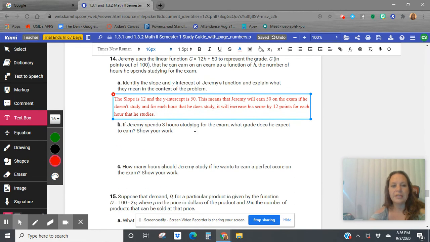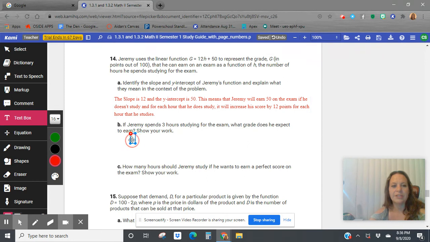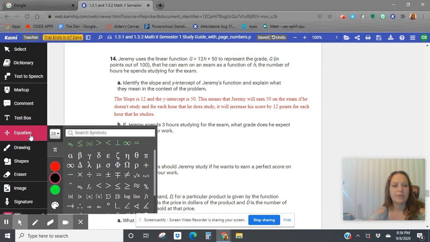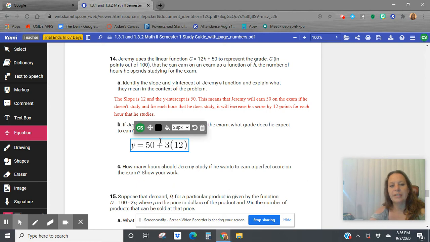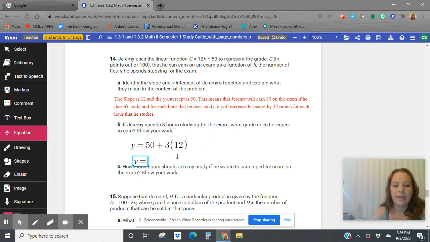So if Jeremy studies for 3 hours for the exam, how much does he expect to earn as far as a score? So he gets the 50 no matter what, plus 3 hours times the 12 that he earns. So 3 times 12 is 36. 36 plus 50, his score would be 86 if he studied for 3 hours.